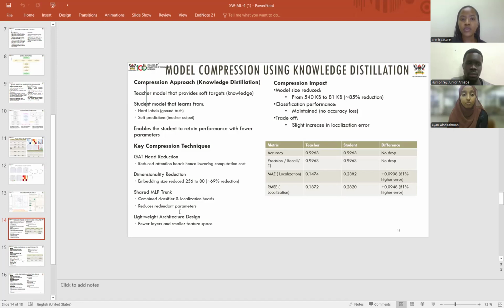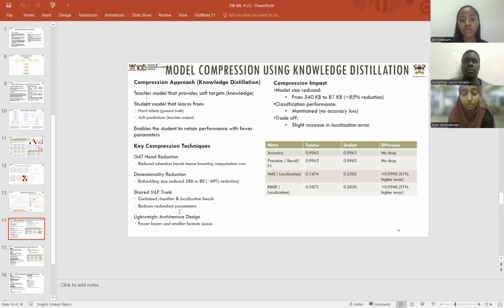So we had 3 techniques, which included the knowledge distillation, quantization, and pruning. I'm going to go through the knowledge distillation. So knowledge distillation, you usually have a teacher model and a student model. So the teacher model was our original CTGNN model, which is a graphical neural network. The teacher model usually provides the soft targets, which are the knowledge, and then the student model learns from the labels and then the soft prediction. So basically you're trying to make the original model teach a smaller student model.